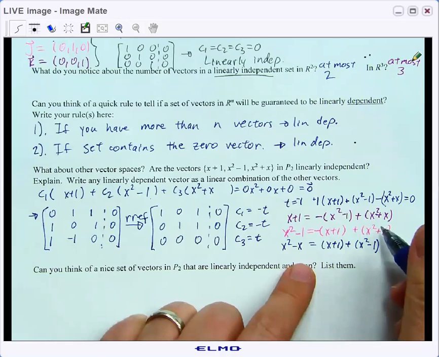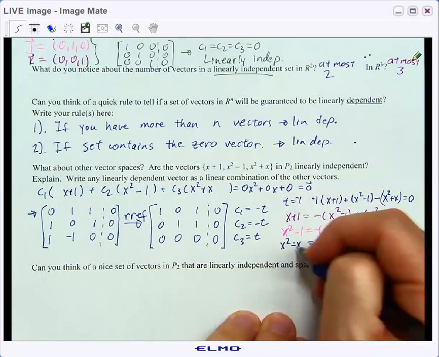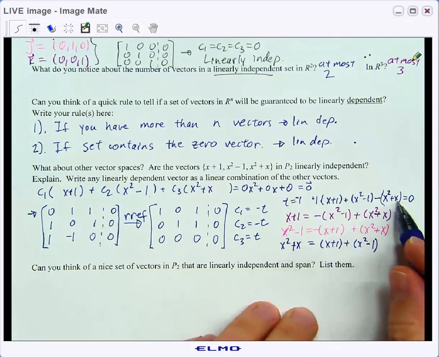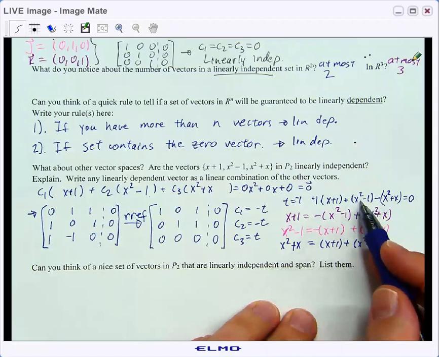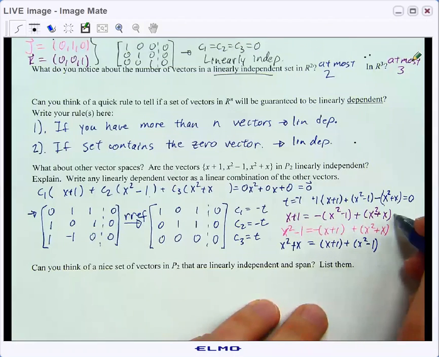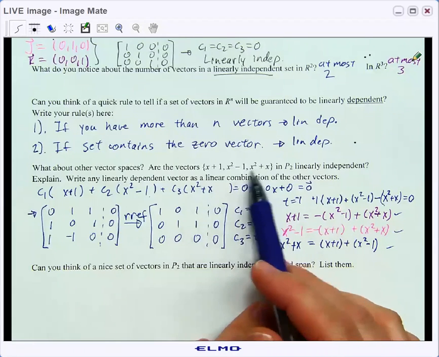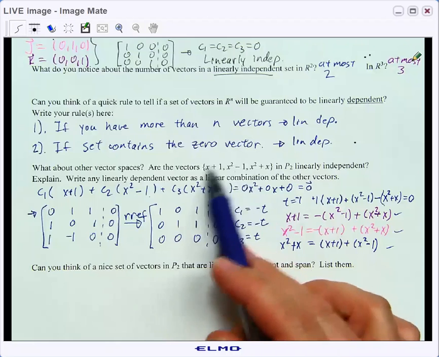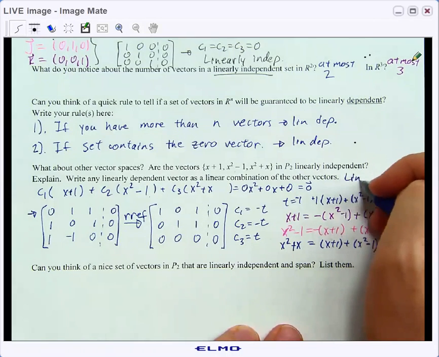Oh, sorry. Did I goof up? Yeah, I made a mistake. It's x squared plus x is equal to x plus 1 plus x squared minus 1. So you can see that any one of these three vectors in our set could be written as a linear combination, or scalar multiples, of the other guys. So this set is linearly dependent.